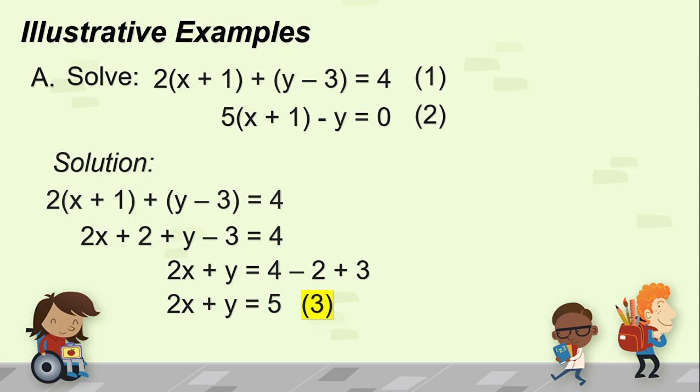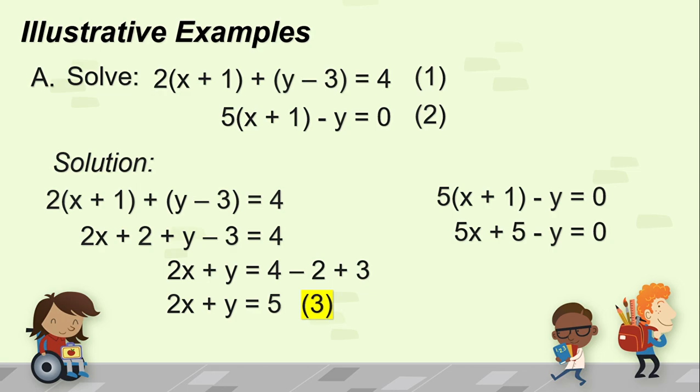Now, let's simplify our second equation, which is 5 times the quantity of x plus 1, minus y is equal to 0. So from here, we're going to apply the distribution property. We're going to multiply 5 times x, it will become 5x, and 5 times 1, and it will become positive 5. And then bring down minus y is equal to 0.